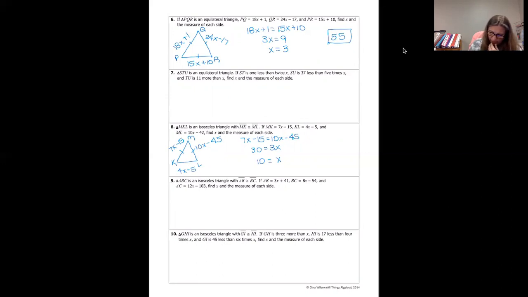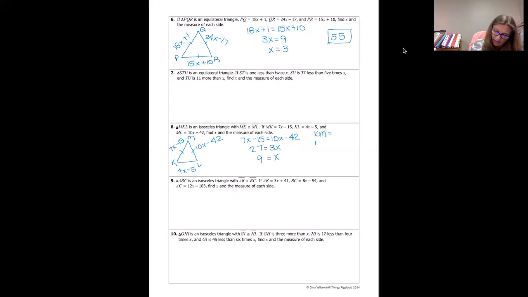Double check and make sure I did that one right. 7x minus 15. There should be a 42, not a 45. I'm just going to throw things off just a little bit and make sure that is done right. Minus 42. So 3x equals 27 and x is equal to 9.